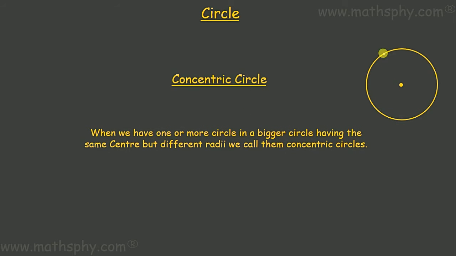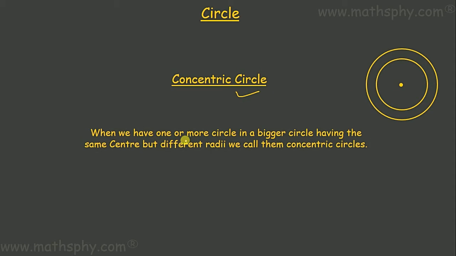Concentric circle. We have this circle here at this center, and we have drawn one more circle inside this circle with the same center. This is the bigger circle and this is the smaller circle. This smaller circle is inside this bigger circle but with the same center. Then this smaller circle is called a concentric circle.